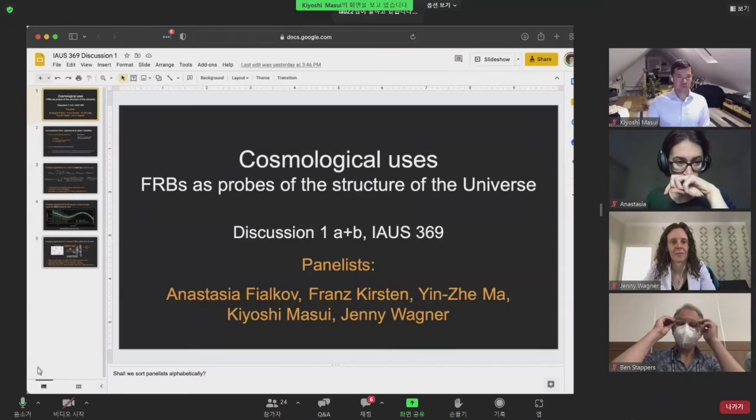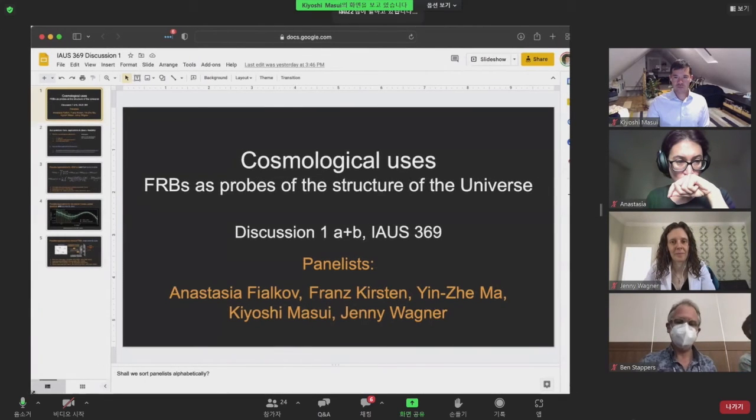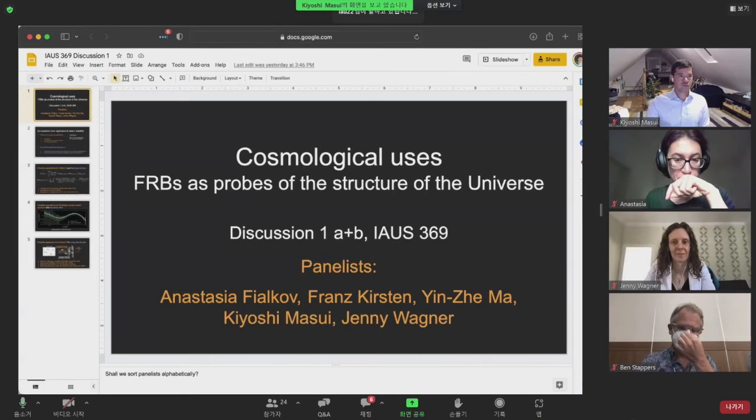And now we'll transition to the discussion proper with our panelists who are available on Zoom, and some in the room also. We'll try to make this work in a hybrid format. This discussion is really in the context of cosmological uses of FRBs as probes of the structure of the universe.